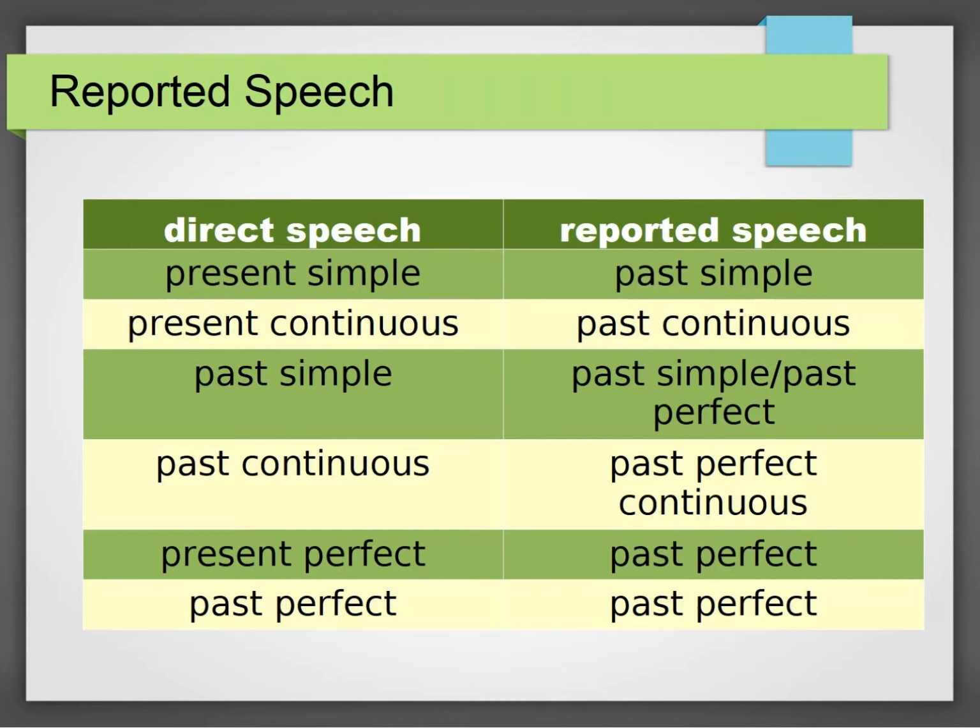So, present simple becomes past simple, present continuous becomes past continuous, past simple becomes past simple, past continuous becomes past perfect continuous, present perfect becomes past perfect, and past perfect becomes past perfect. If you're unsure what those are, please have a look at my other videos where I go into a little bit more detail as to what a variety of those tenses actually mean.